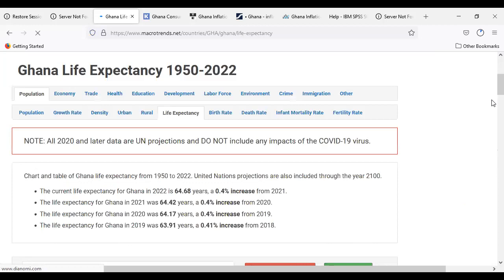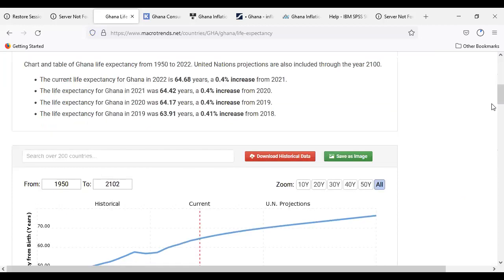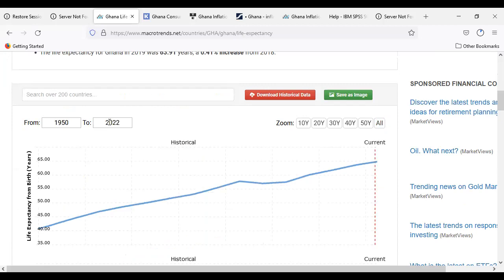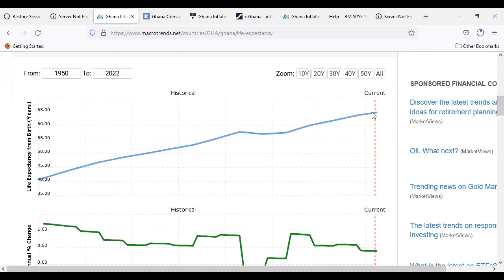So for life expectancy, we can see here that life expectancy is currently rising. This is a projection. The current value for life expectancy, I think, is around 58 years. So let me put it at 2022. Yeah, so life expectancy, currently the projection from WHO data is around 64.2, 64.6 years, okay?